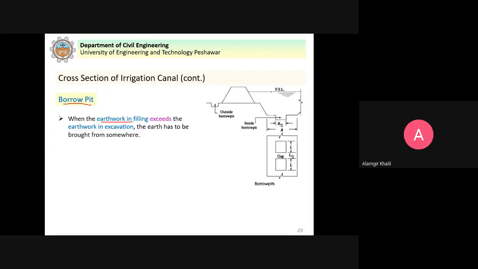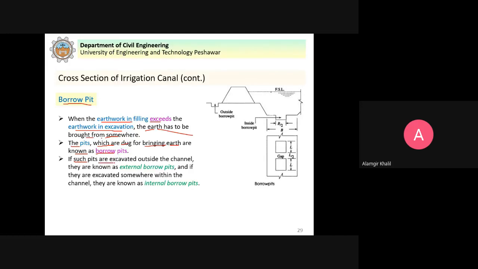When the earthwork in filling exceeds the earthwork in excavation, the earth has to be brought from somewhere. Now in this case, the earthwork in filling exceeds the earthwork in excavation, so we have to bring additional material from somewhere. The pits which are dug for bringing earth are known as borrow pits. Such pits which are dug for bringing earth are known as borrow pits.